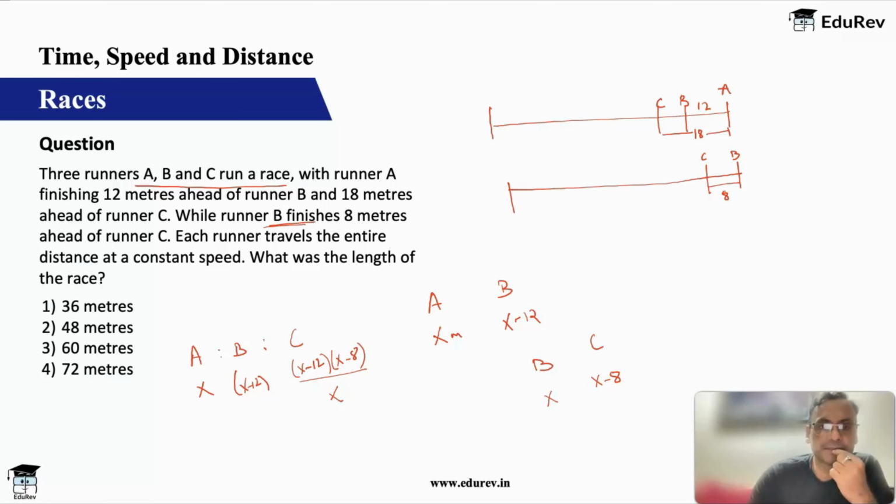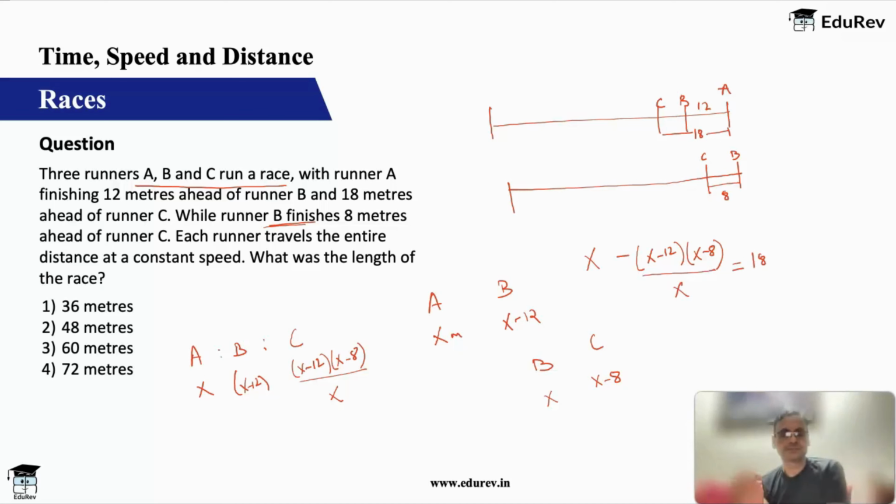And then it says A beats C by 18 meters. So A and C, A does X, C does X minus 12 into X minus 8 upon X. This gap is equal to 18. This is the data that we have. So one way is now to solve this. This is a quadratic equation. We can solve this. The other way is to fit the answers and check. We have answer choices given to us.